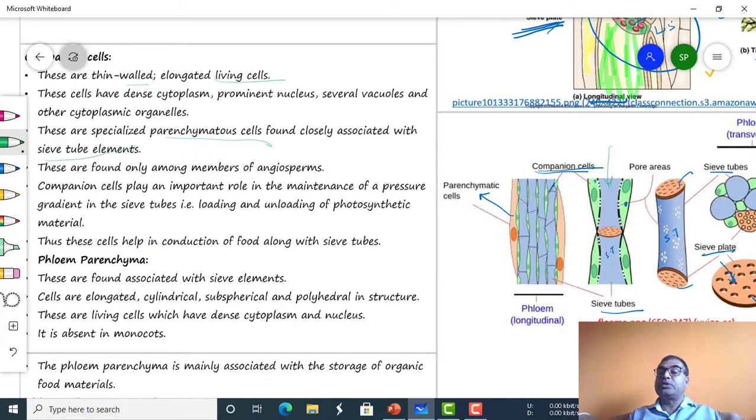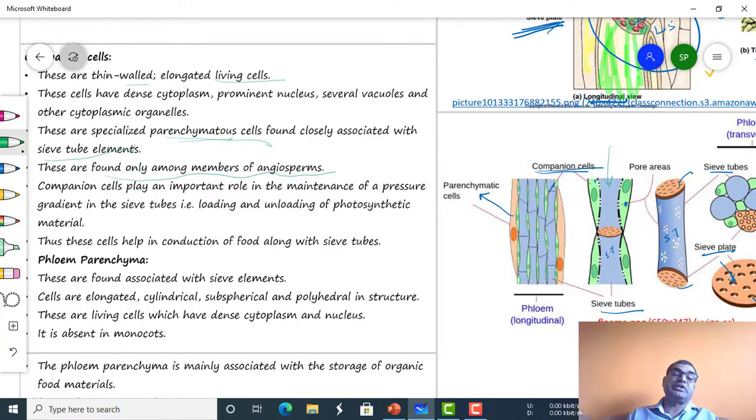Actually, these are parenchyma type cells, but they are closely associated with the sieve tube element, and generally they regulate the flow of nutrients passing through the sieve tubes. So it is one more important function played by the companion cell. These are found only among the members of angiosperms. In gymnosperms, vessels are absent.